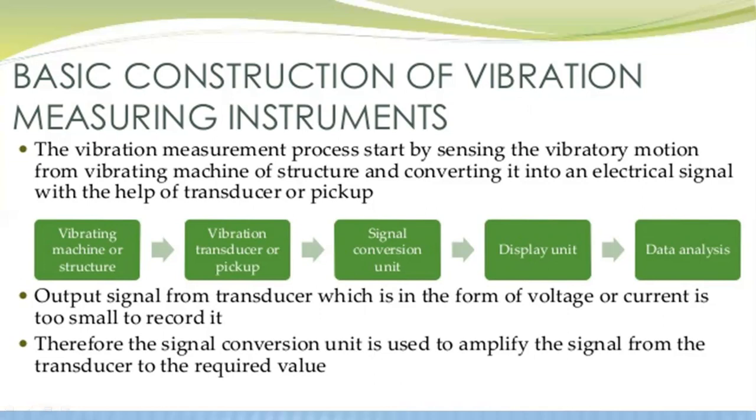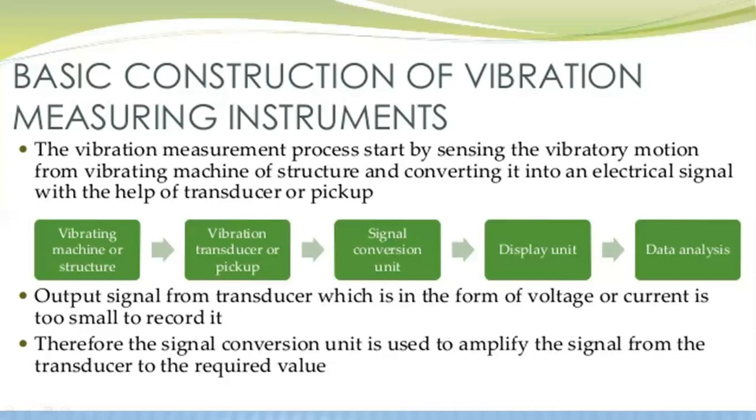And next one, signal conversion unit. The vibrations taken by the vibration transducer, those vibrating signals are transmitted through electrical signals. This process is done in the signal conversion unit. And next one, display unit. So the vibrating signals are converted into electrical signals. Those electrical signals are shown as numerical values on the display unit.